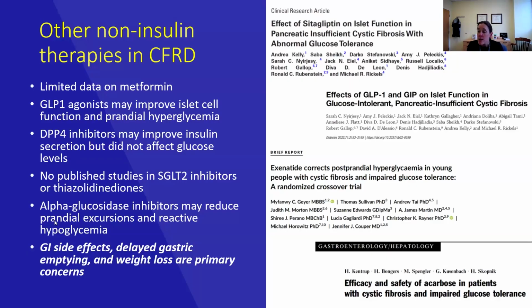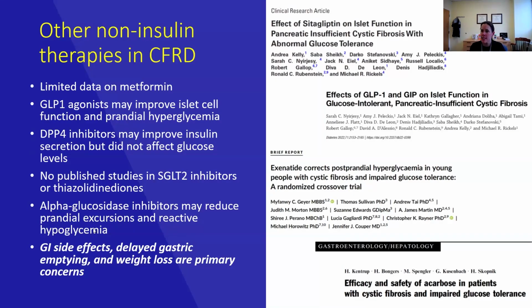And also, if we look at medications, the alpha glucosidase inhibitors like acarbose, these have been shown to reduce prandial excursions and may be helpful to treat reactive hypoglycemia. But in particular, the GI side effects can be pretty challenging.